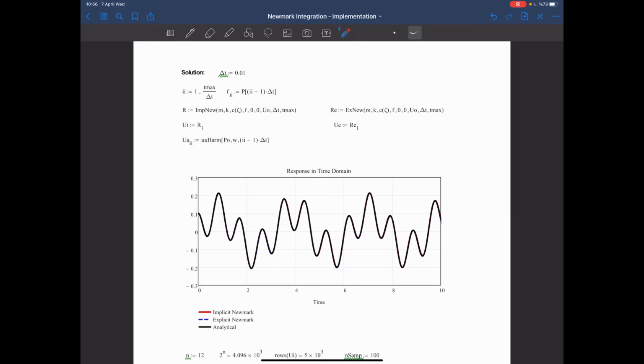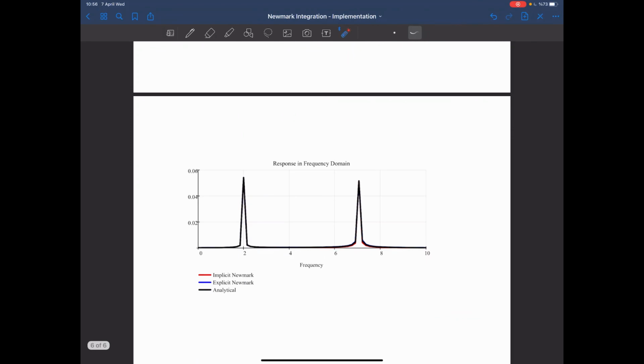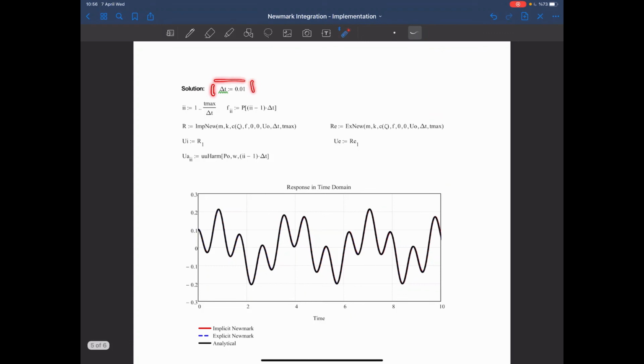But remember that the velocities are the first derivatives of the displacement. So a small error in the displacement will be magnified in the velocities, and when you want to take a look at the acceleration, you see larger differences. But for this case, as I said, I use a smaller time step. Now let's take a look at the response in the frequency domain. So as you see, we have a perfect match in the frequency domain also. So yes, the implicit methods and the explicit methods have their differences, but they all converge to the exact solution as we decrease the time step.